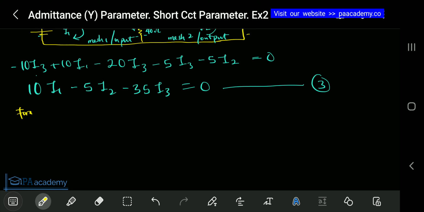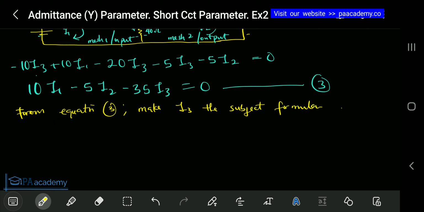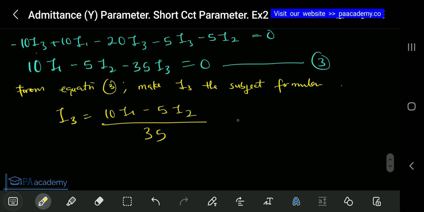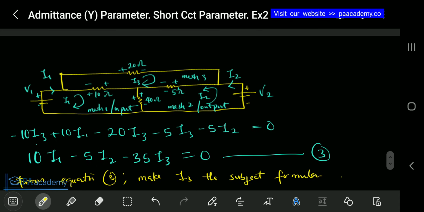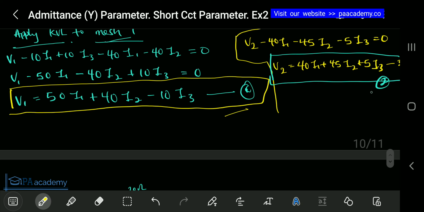So from equation 3, make I3 the subject formula. If you should do that, we are going to be having I3 equals 10I1 minus 5I2 divided by 35. Exactly. So let's just put this as our equation 4. The next thing we are going to do is substitute the value of I3 into equation 1 and equation 2.